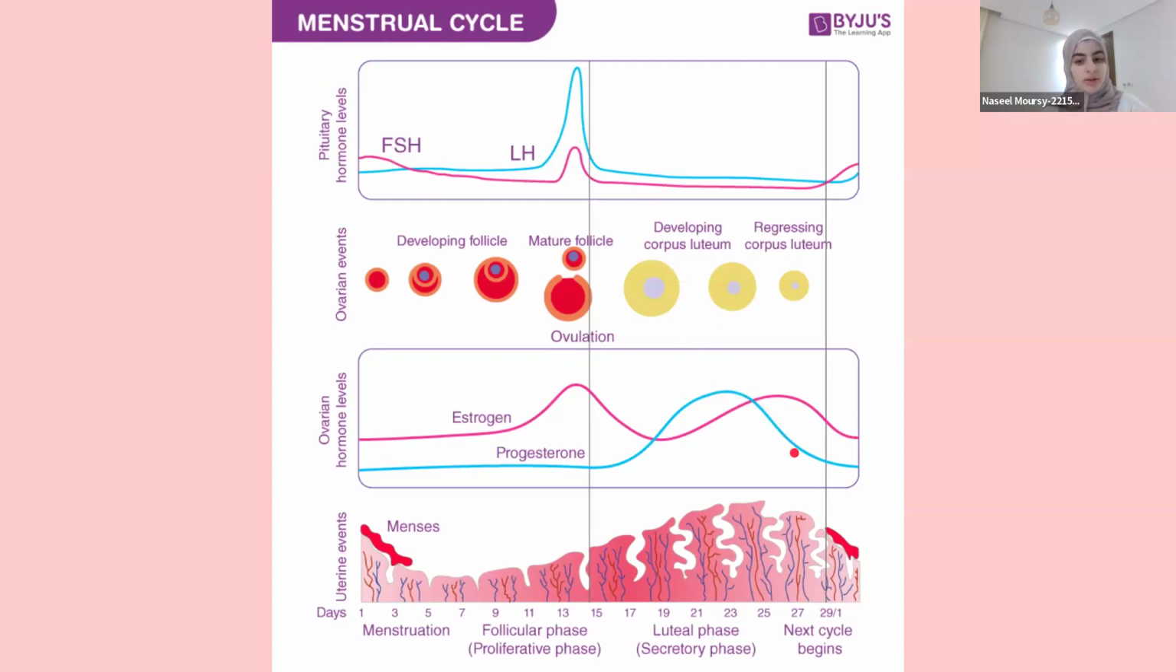But because it's going down, you start shedding your endometrial wall, and so the menstrual cycle begins again. Okay, so this was just an overview of what we'll basically be talking about.